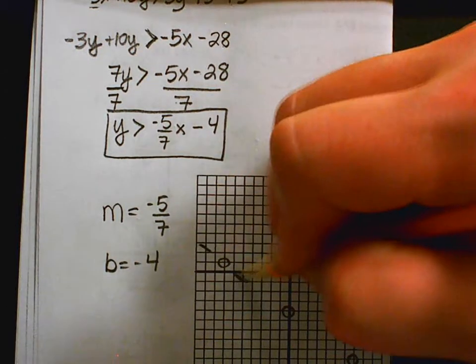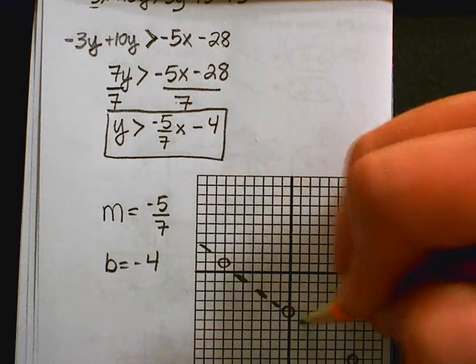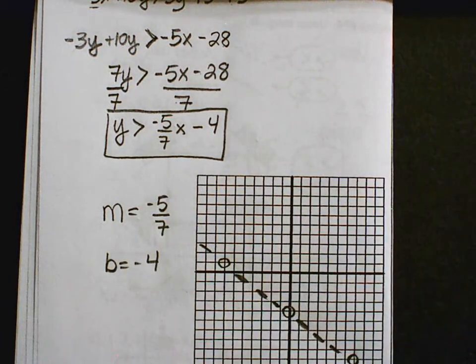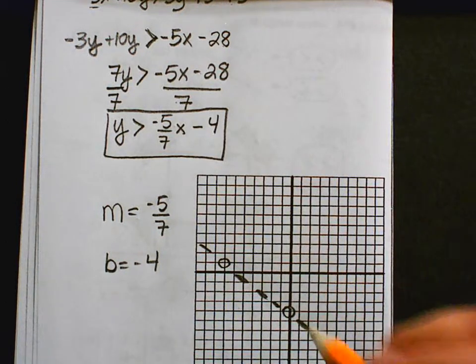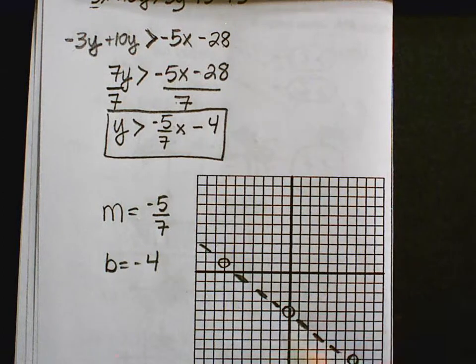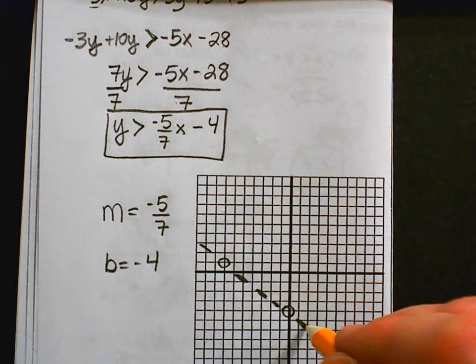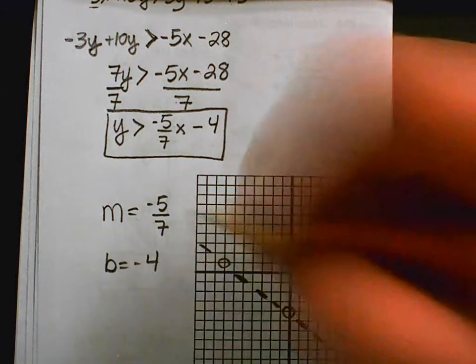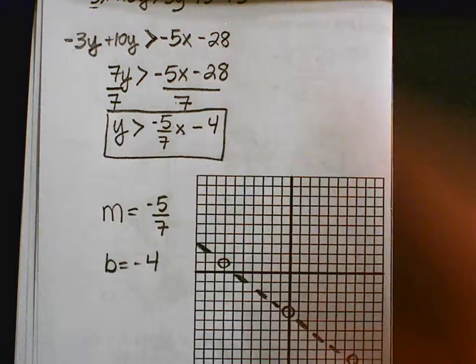Now I'm going to connect with dashed lines. Basically what the dashed line means is that if I have a point right here, that's not part of the answer. If it was a solid line and I had a point right there, that means that point is part of the answer. That's what the dashed line versus a solid line means.